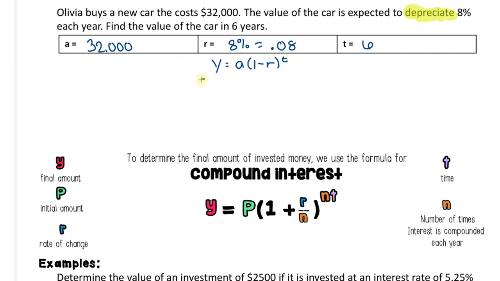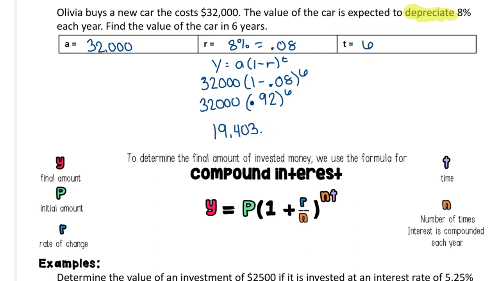Substitute it all in. Our a is 32,000. 1 minus our rate, so 0.08, raised to the 6th power for time. 1 minus 0.08 is 0.92. Rewrite everything else. And now, using your calculator, you want to type this in. And you should get $19,403.36.